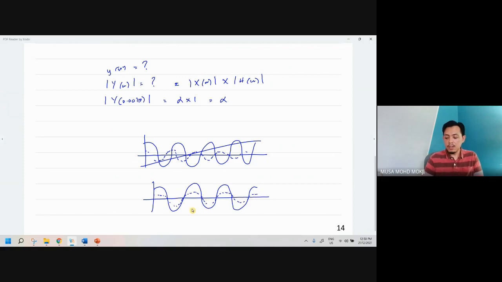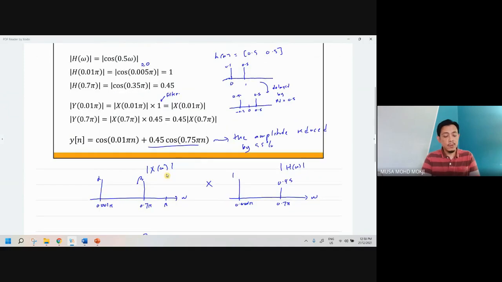Okay, so this is the output. And this is the input. So it's not totally removed, but it's reduced. So this signal has been reduced in this case, but not the first one. The first one still has the same amplitude, because we are multiplying it by 1.